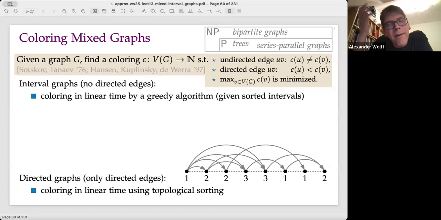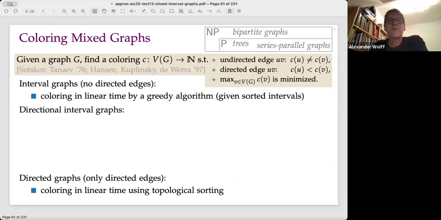So the idea is the same as for the undirected interval graphs. So these two coloring problems on intervals are easy.